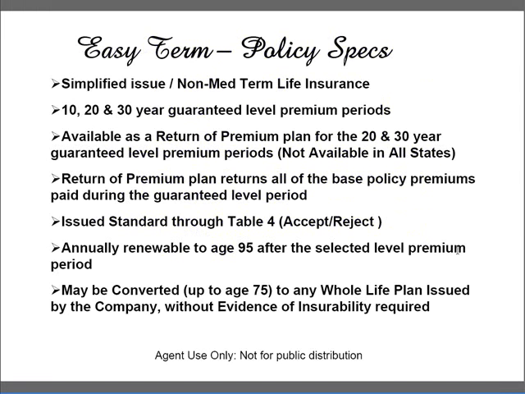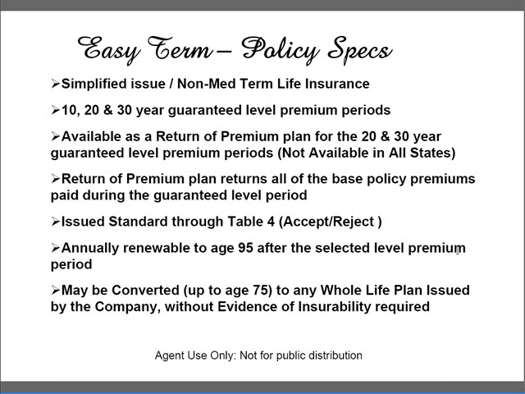American Amicable's Easy Term is a non-med term life insurance policy. It has a 10, 20, or 30-year guaranteed level premium period. It is available as a return of premium plan for the 20 and the 30-year guaranteed level premium periods. The return of premium plan returns all of the base policy premiums paid during the guaranteed level period.